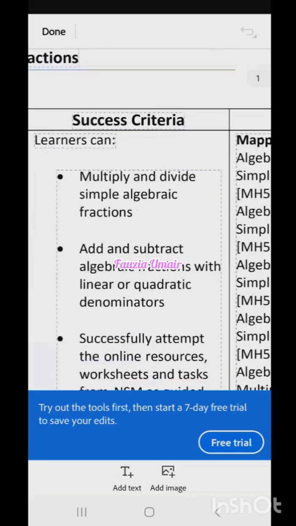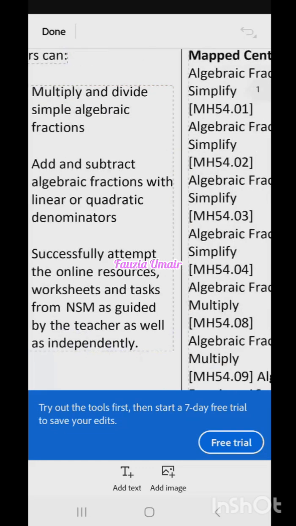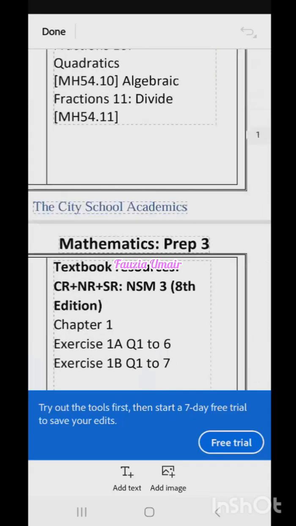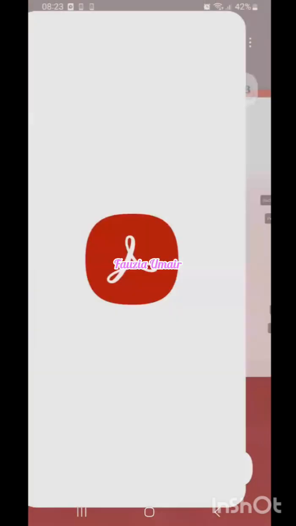You can check from here: multiply and divide algebraic fractions, add and subtract algebraic fractions with linear or quadratic denominators, right? Because we need to find out the LCM. So then this is the resource. We have 3 worksheets, so we will cover questions from there also. And it is from NSM 3 chapter 1, exercise 1A and 1B, questions 1 to 6. So this is the book.